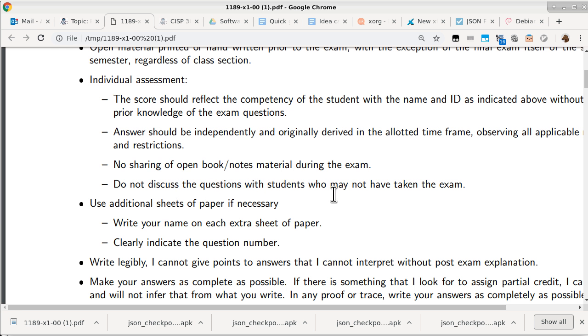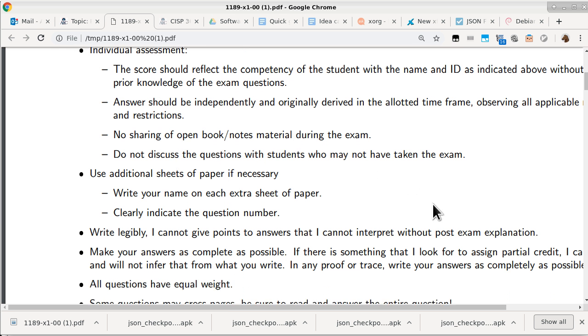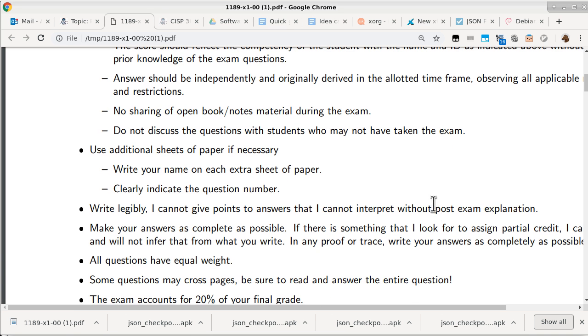Do not talk about the questions with anyone who may not have taken the exam. It's just in case somebody is sick, I don't want that person to have any knowledge of the questions.